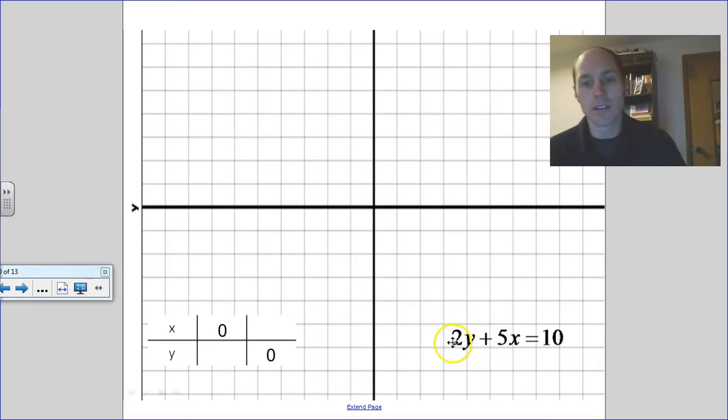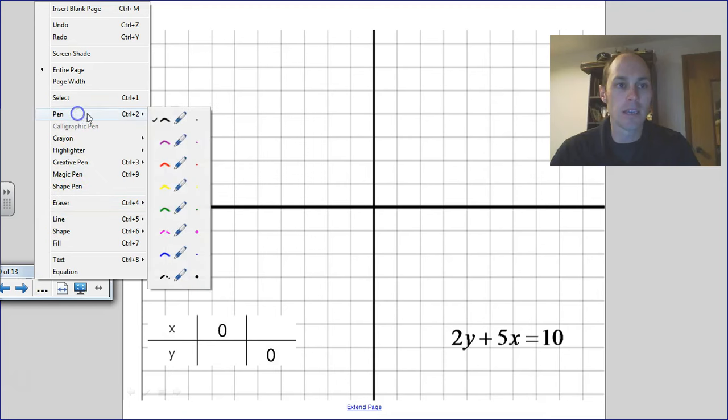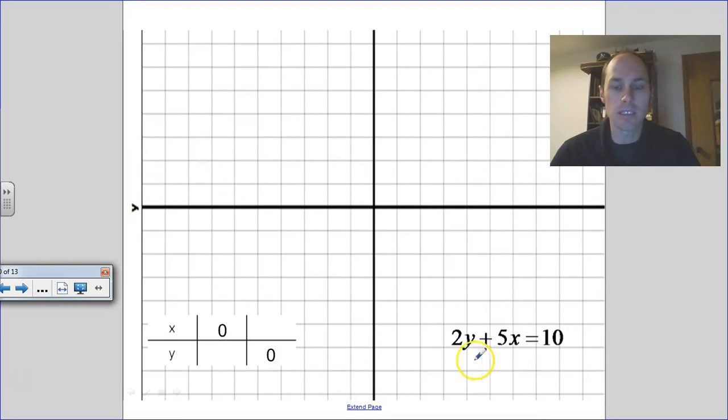Okay, so try this one. 2y plus 5x equals 10. Think, if I want to find my y-intercept, I need to put 0 in for x. And if I put 0 in for x, it kind of eliminates what I have here, because 5 times 0 is 0, so 2y is 10. Divide by 2. Y is 5. So x 0, y 5. That means my y-intercept is at 0, 5.